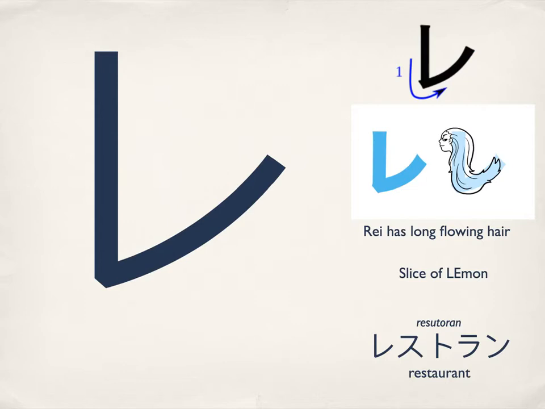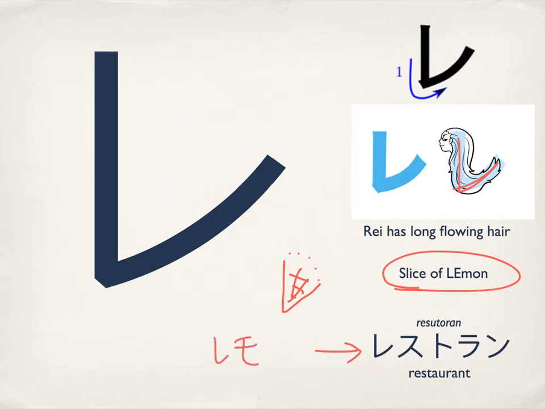Tsugi wa rei desu, rei. So Rei, the name of a girl, has flowing hair. Or you can think of this as a slice of lemon. So in Japanese, the word for lemon is lemon. So it kind of looks like this, where you have, right, the lemon slice. It looks more like a pizza slice now. In any case, you have de, mo, or this one here is resutoran. So now you know that word, restaurant.